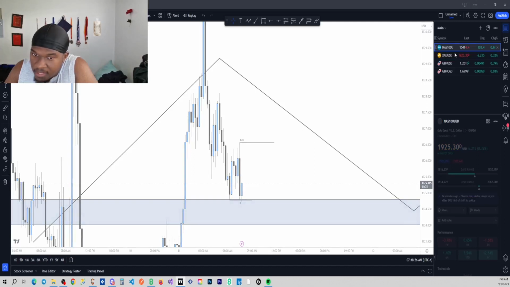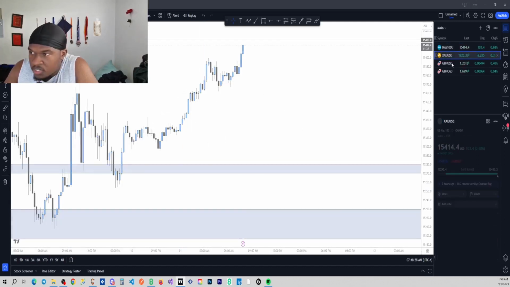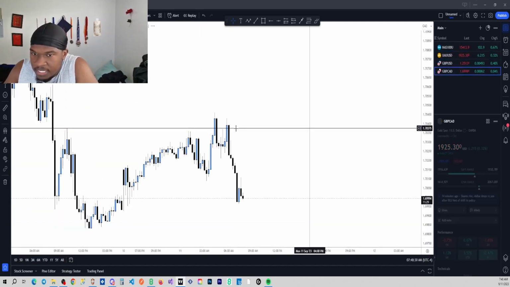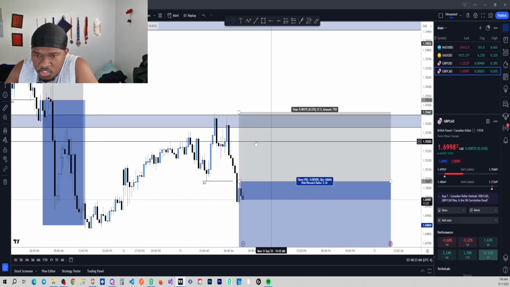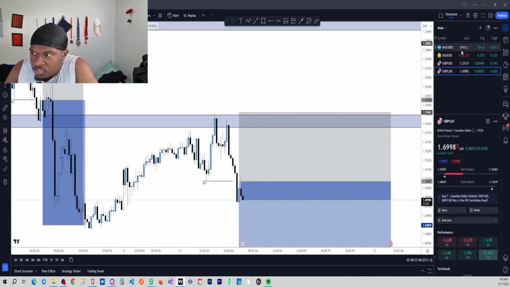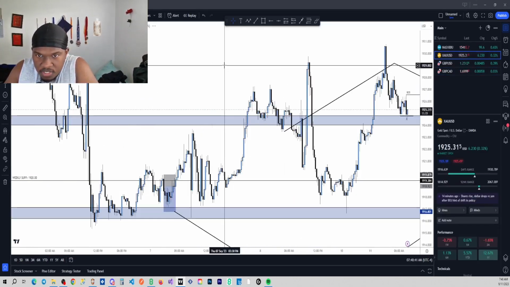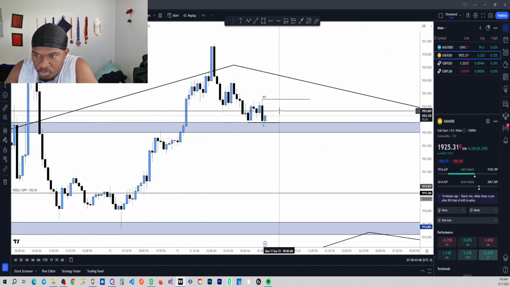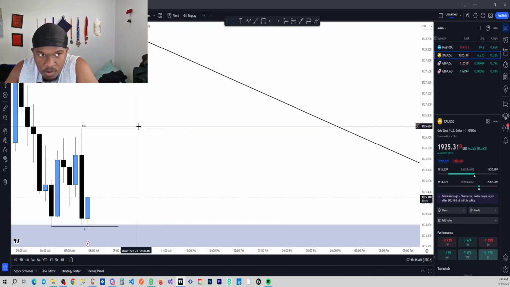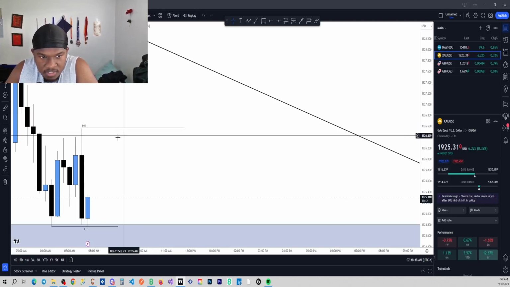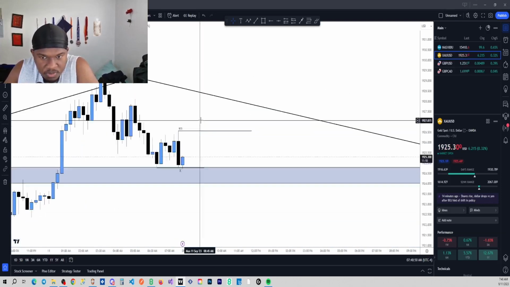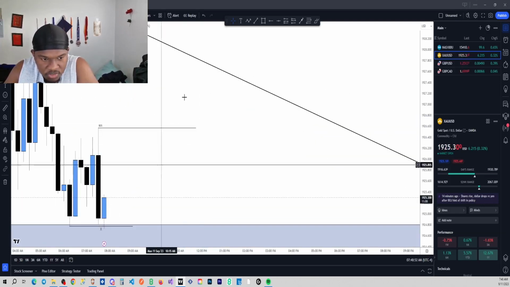So instead of me getting a second entry on GCAD, I may just use that second entry on gold. So potentially may use that second entry on gold. I'm not sure yet. I have to wait for a 15-minute close above this swing high right here. So I'm gonna update you guys and let you guys know what I decide to do.